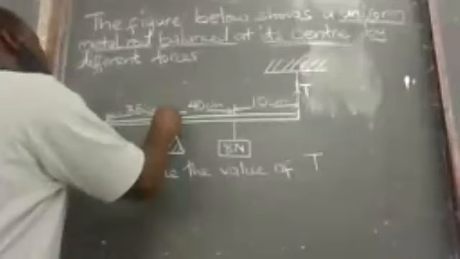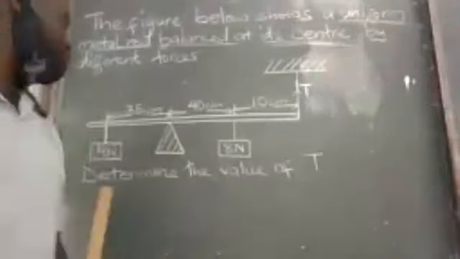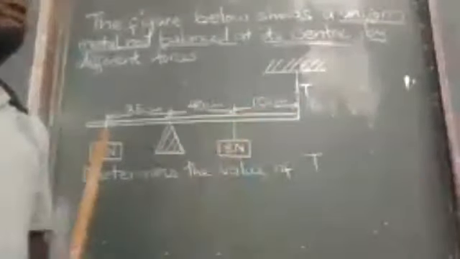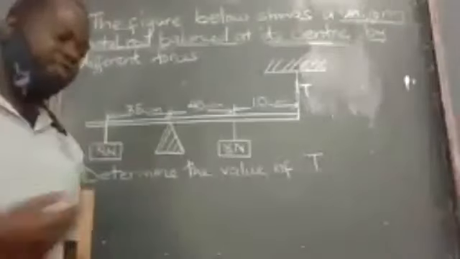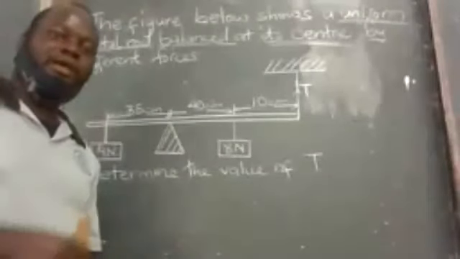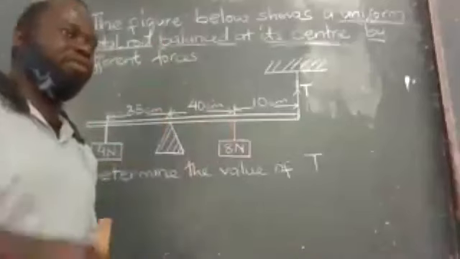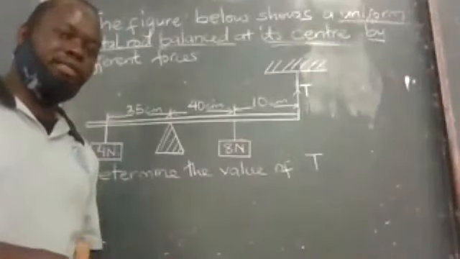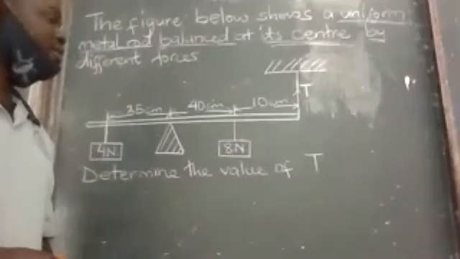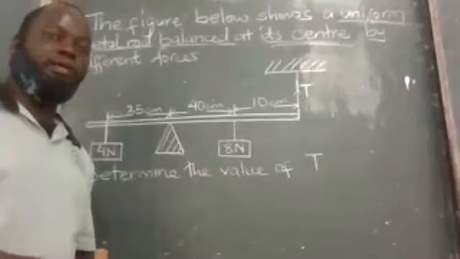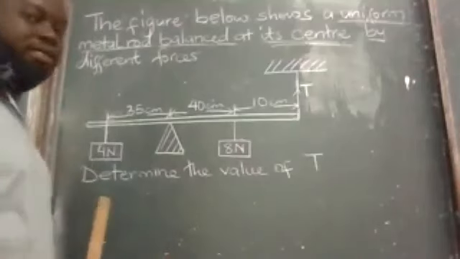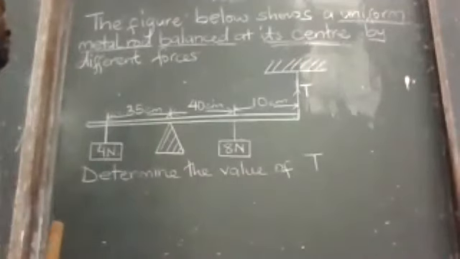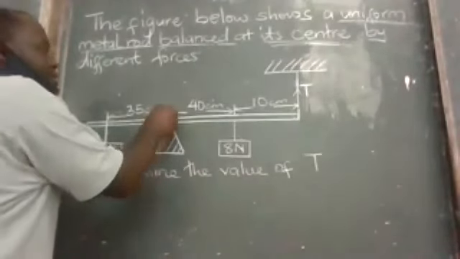Now we are going to determine the clockwise moments, because to determine the value of T, the tension in the string, we need to use the principle of moments. That principle of moments has two conditions. One of the conditions says the sum of the clockwise moments at any point is equal to the sum of the anti-clockwise moments about the same point. So we need to determine the clockwise moments and the anti-clockwise moments about the pivot.